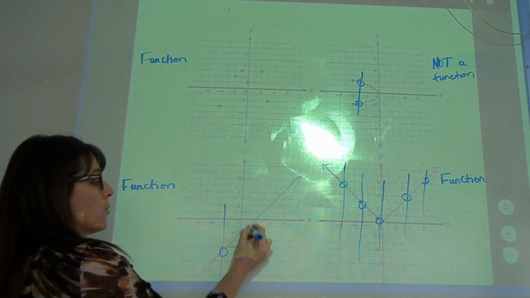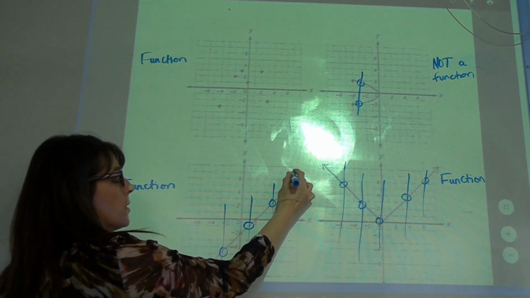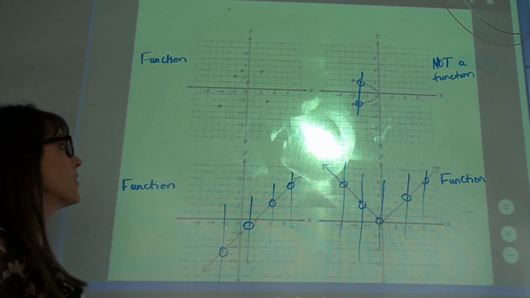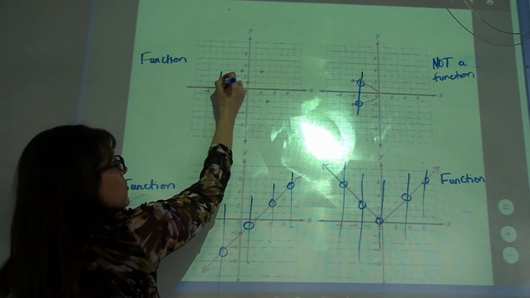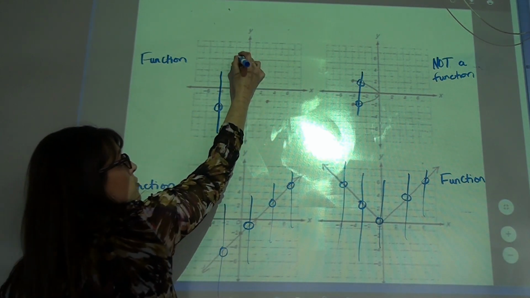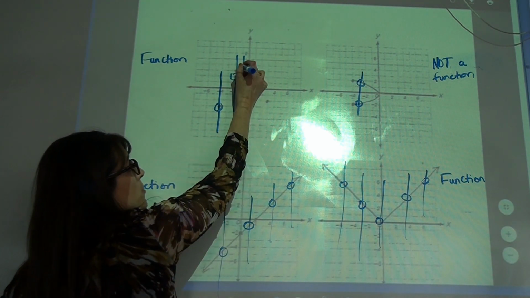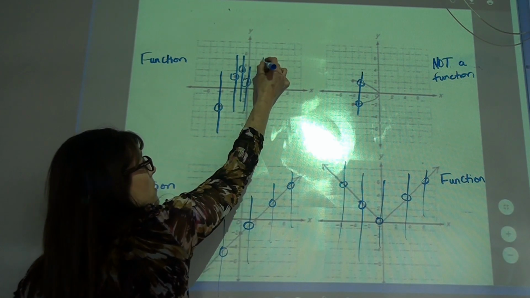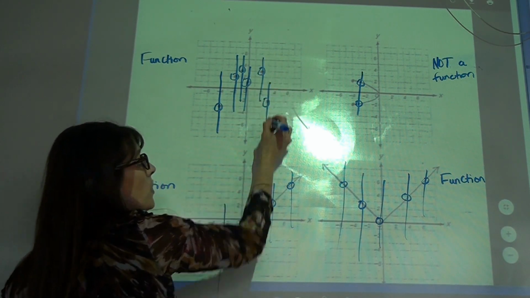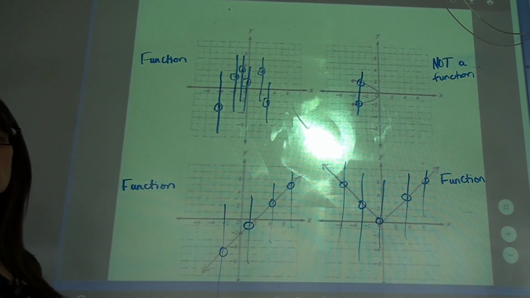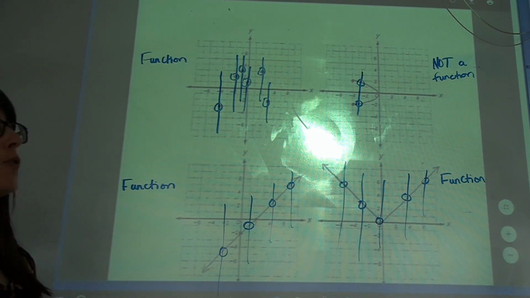Notice the vertical line hits here once, here once, here once, here once. That also is a function. And even in this one, drop it through here, hits once. Here once, here once, here once, here once, here once. That one's also a function. So the vertical line test is very helpful in being able to identify whether or not you have a function.